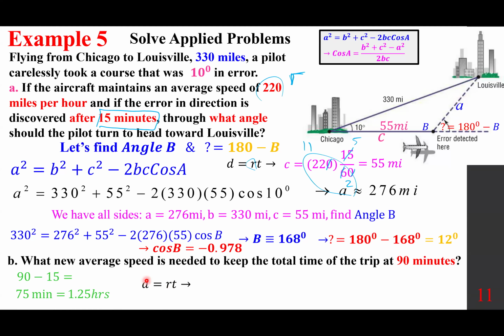R is D over T, and the distance we're talking about is A, which is 276 miles, and the T is 1.25. And so roughly 220.8, roughly 221 miles per hour. Again, as far as the number of decimals, class, you just follow what they tell you, okay?